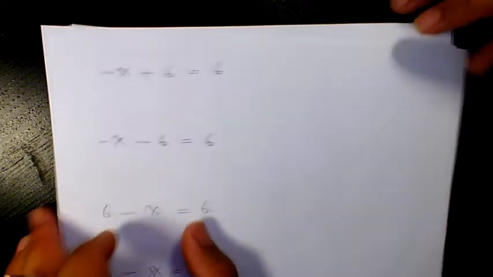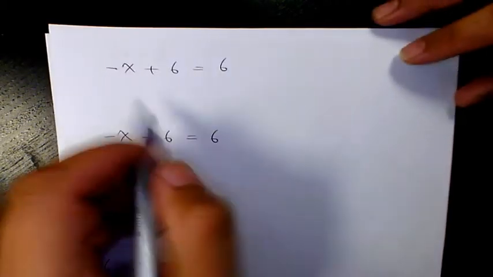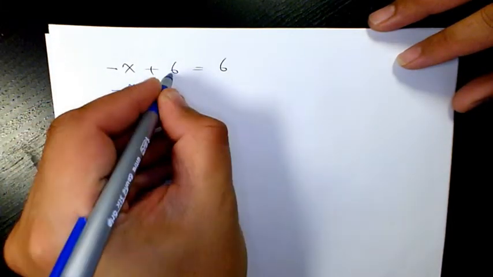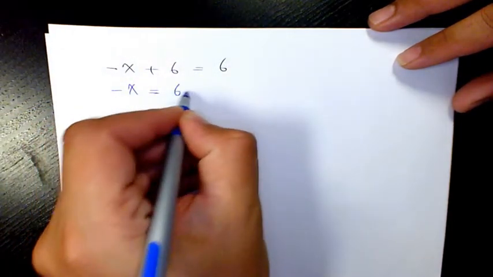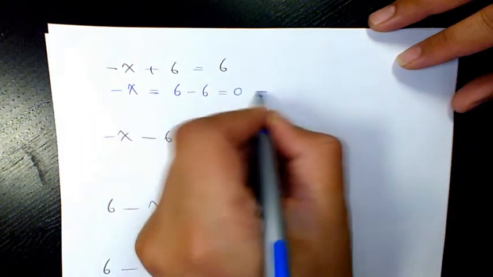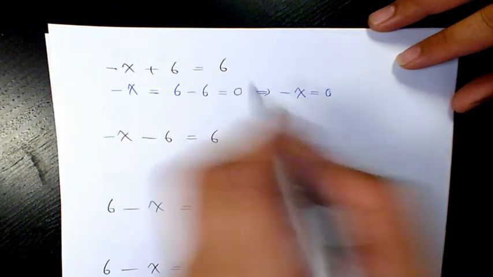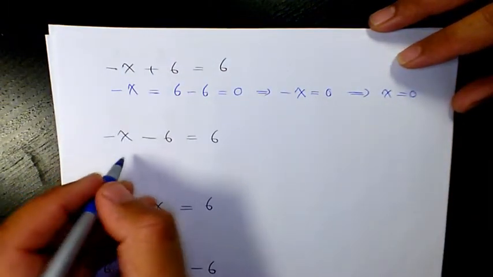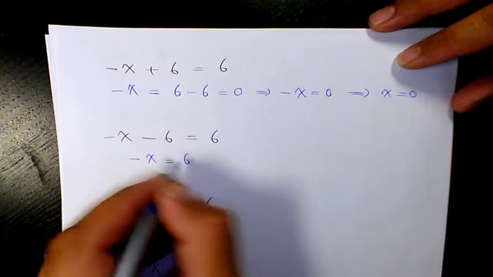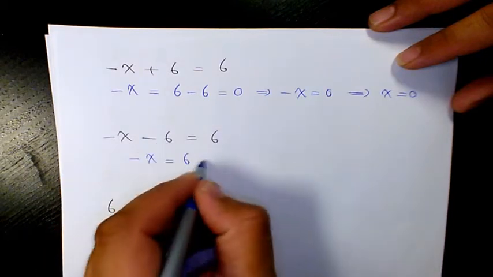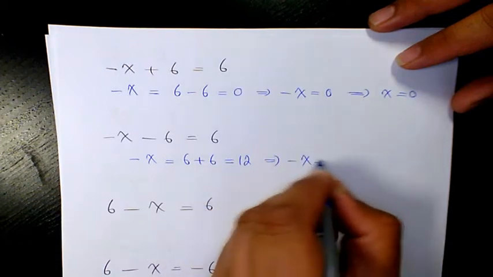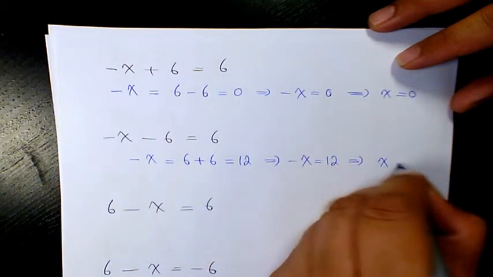Next example. Negative x plus 6 equals 6. So we keep negative x on the left hand side, and I move 6 to the other side. So it's going to be 6 minus 6 equals 0. So negative x equals 0. So positive x is going to be equal to 0. Next one, negative x minus 6 equals 6, and I move negative 6 to the other side. It's going to be positive. 6 plus 6 is 12. So negative x equals 12. So x will be equal to negative 12.